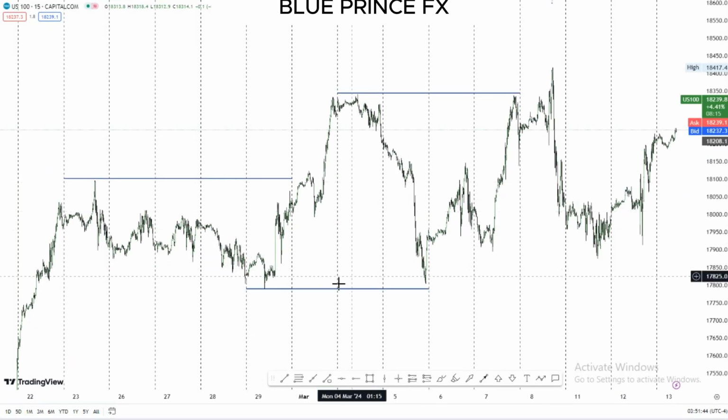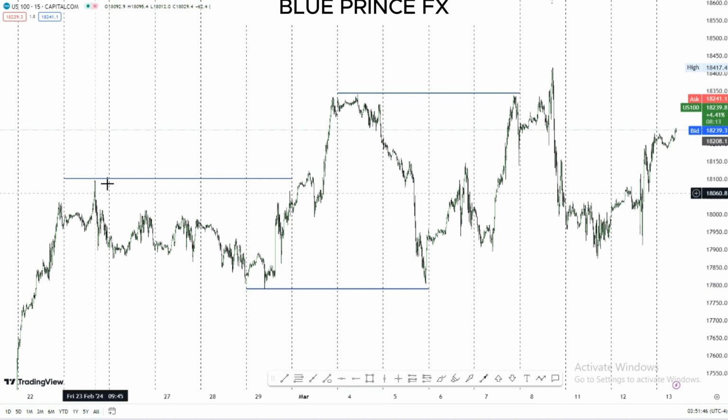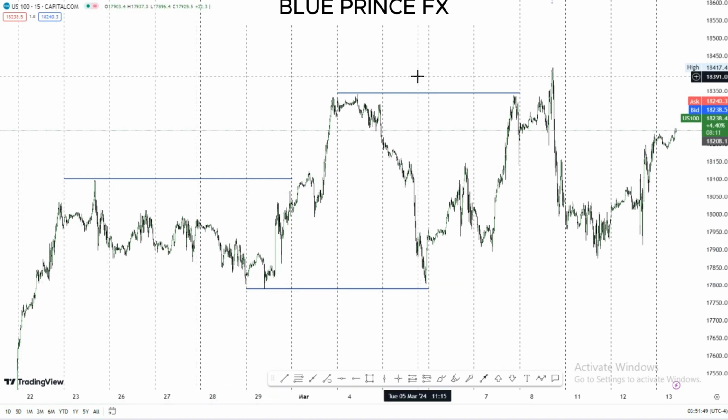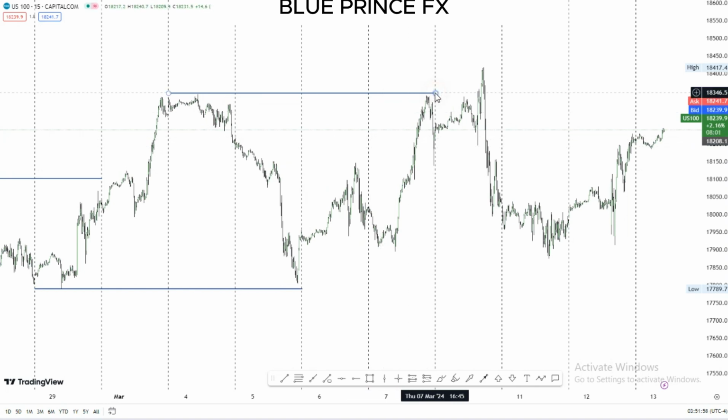This is the structure of the daily time frame, right? So we have the daily high here and you have the daily low here. You have the daily high here and you have the daily low here, right? So the market is making a series of higher highs and higher lows by breaking structure to the upside. So this becomes our draw on liquidity.